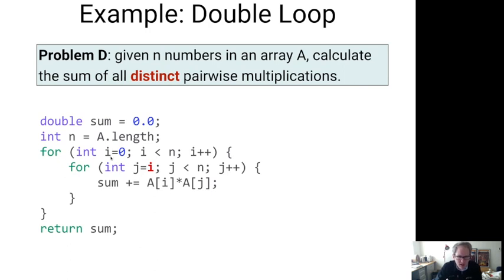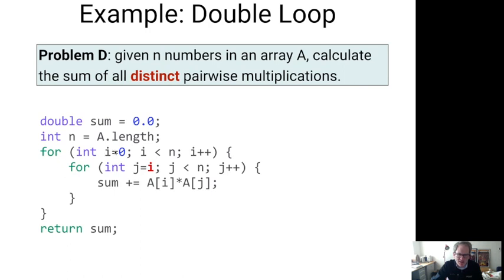So as i gets bigger, say if n was 10, so if our input size was 10, this outer loop will run 10 times. If n is 10, this will loop 10 times. But the inner loop no longer runs 10 times for every iteration of the outer loop. It now runs fewer and fewer times as i gets bigger. So this is a little trickier to analyze.